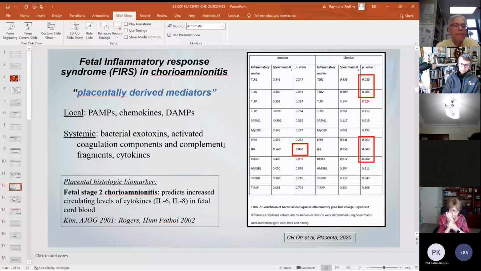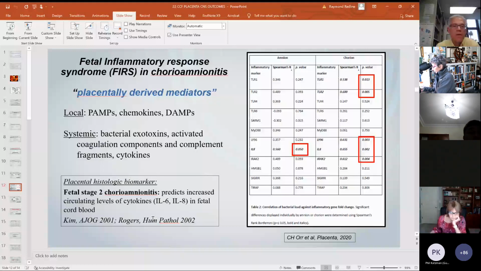There is a placental histologic marker as well, and that is that when you have inflammation that affects the umbilical artery, so-called funisitis, but specifically the arteries as opposed to just the vein, this predicts increased circulating levels of cytokines in the fetal cord blood, both IL-6 and IL-8, and this has been reported by a couple of different investigators.